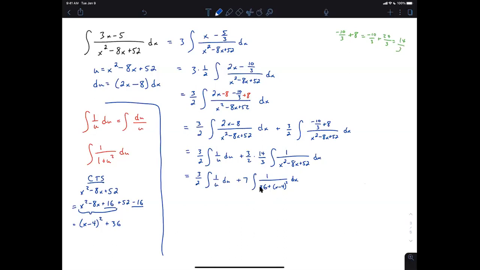Why would I write it in this order and why is this helpful? What are we trying to do with this? We're trying to match what form? 1 plus u squared. Yeah, we're trying to get it to be 1 over 1 plus u squared. Well, we've got 1 over. We're going to make it 1 plus u squared. So what should I now do to get it so that it's 1 plus u squared?